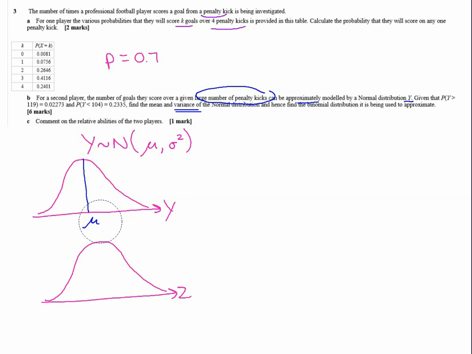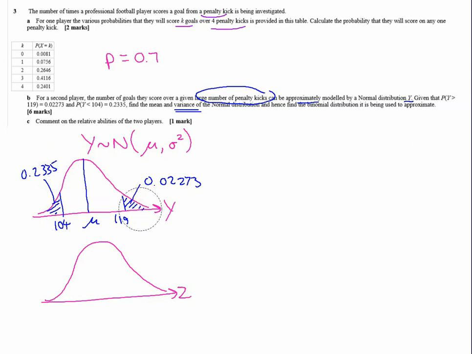But they have given us some information. So the probability it's greater than 119 is a very small number. So I know that it must be on this side. So that's 119, and this probability here is 0.02273. And we've got less than 104, so I know it's to the left of the mean because it's smaller than a half. So if I put 104 over here, I know this value is 0.2335.